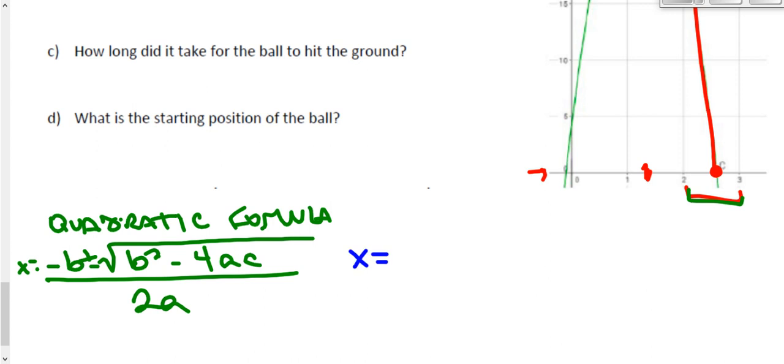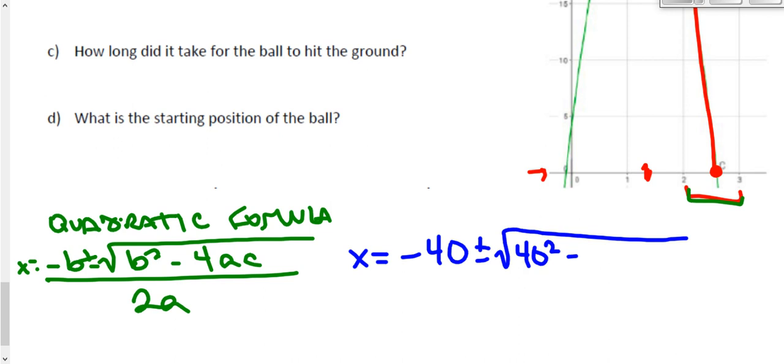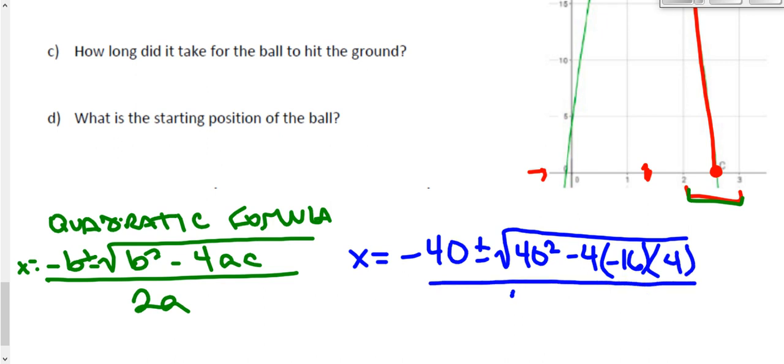So x is going to equal the opposite of b. My b value is 40 in front of t, so negative 40, plus or minus the square root of b squared, again that's 40 squared, minus 4 times a, which is the value out in front of t squared, which is negative 16. It's important we get that negative in there, times c, which is the number 4, all over 2a. 2 times the a value. Again, the a value is negative 16.